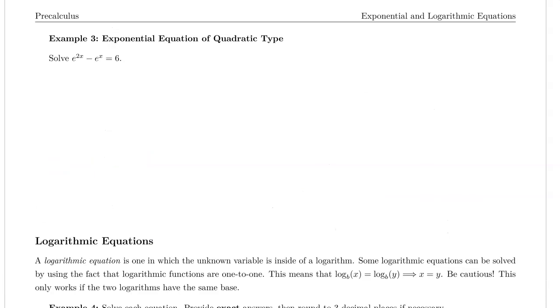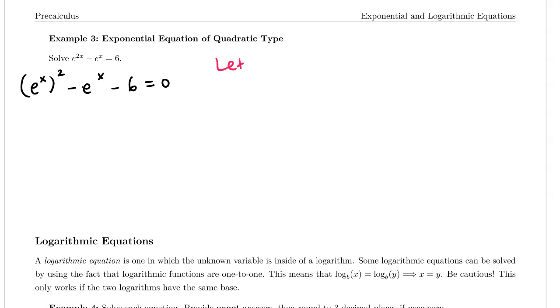Example 3 wants us to solve the equation e to the power of 2x minus e to the x equals 6. We're going to solve this equation very similarly to how we solved the last one. So let's subtract 6 from both sides. That's going to give us e to the power of 2x minus e to the x minus 6 is equal to 0. I'm also going to rewrite the first term like we did last time as e to the x to the power of 2.